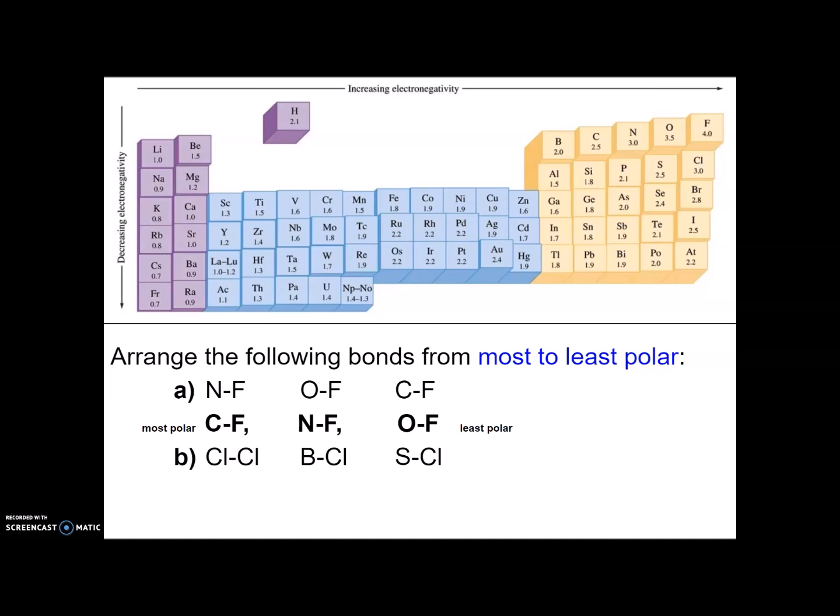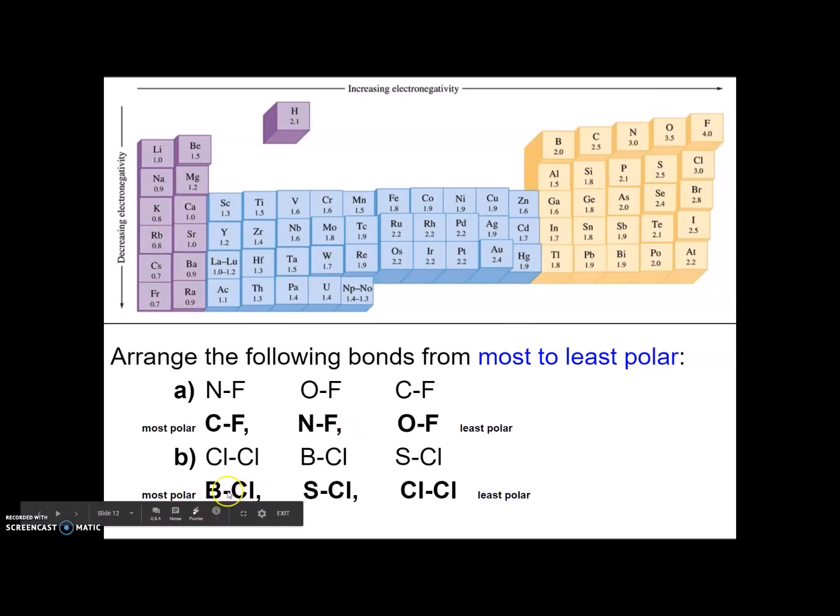Since sulfur is exactly next to chlorine, they're right next door neighbors, in all likelihood, even without these values being shown, just by looking at a normal periodic table, you could say they're going to have pretty similar electronegativity values. At least sulfur will be closer in electronegativity to chlorine than boron would. So that gives us this ranking. The most polar bond is boron to chlorine, followed by sulfur to chlorine, and then the least polar would be chlorine to chlorine.